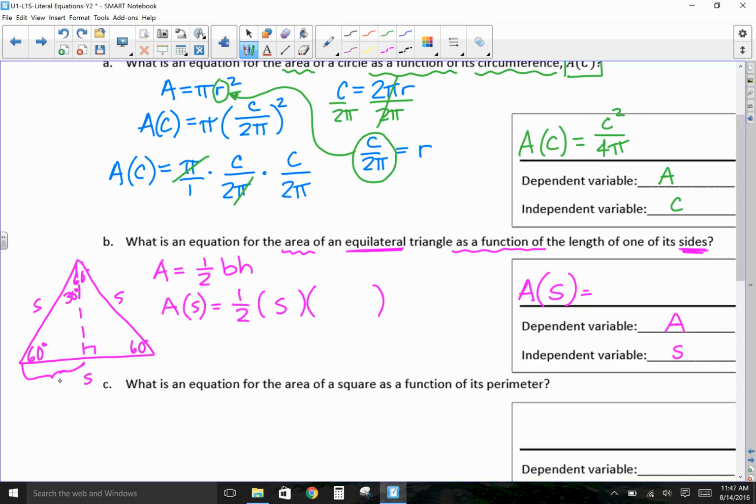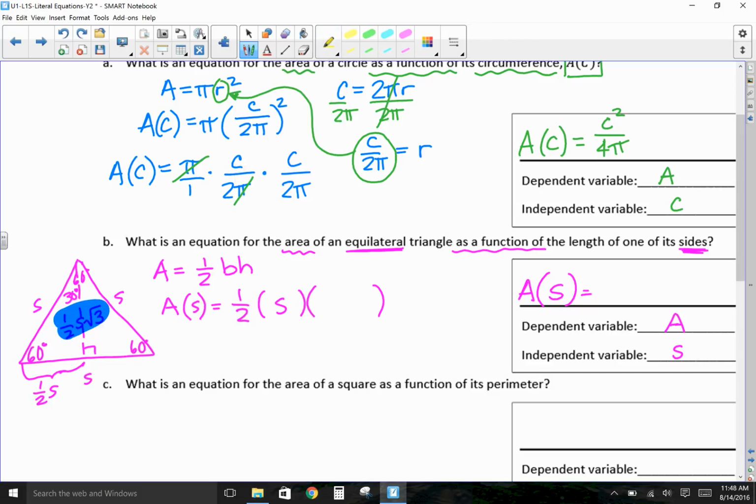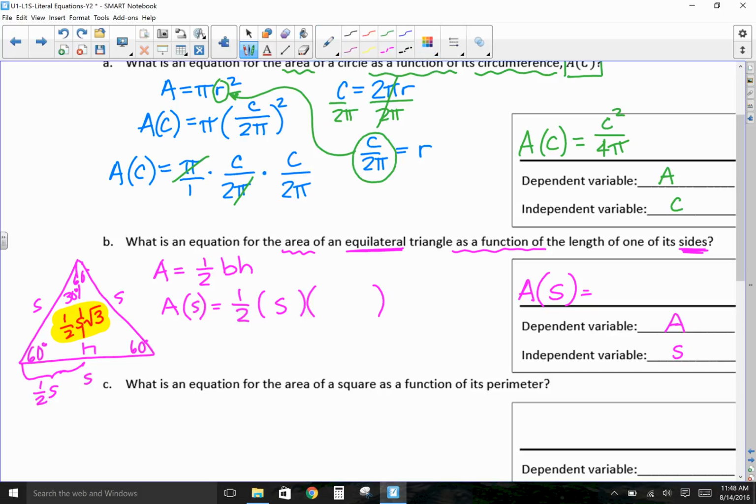So this is the short side, but you already know if I drop this down and these two are the same, that's your isosceles triangle theorem. So this becomes 1/2 S. So the short side is this. The hypotenuse is twice that, and twice that is S. And the long side is the short side times the square root of 3. So that means this right here, that is going to be the height of my triangle. So I'm going to put in 1/2 S times the square root of 3.